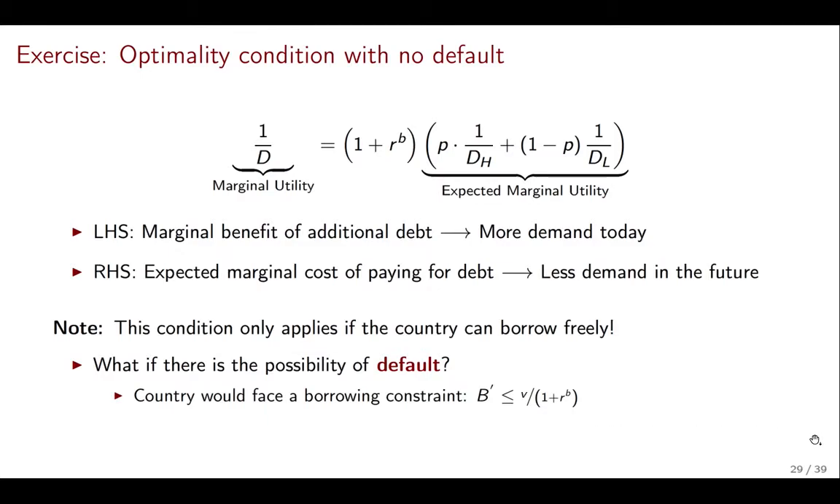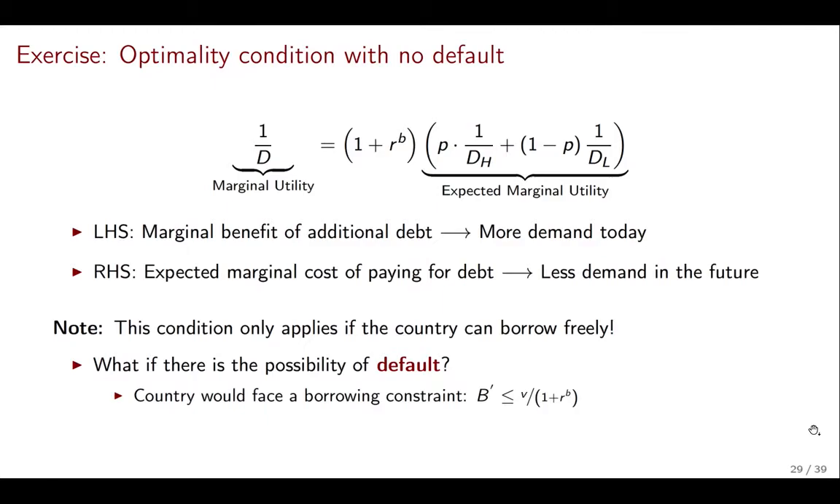But if it doesn't satisfy the constraint, then the consumer, or in this case the country, is going to be constrained, borrowing constraint. And that means that you cannot have a B higher than this number. You want it, so you're going to have a B equal to this number. Okay, so that is what happens when there is no default with the budget, with the optimality condition, and a brief overview of what will happen if there will be default.